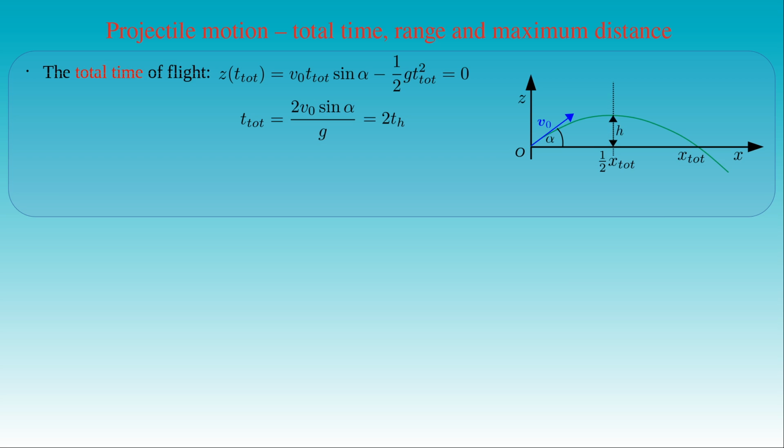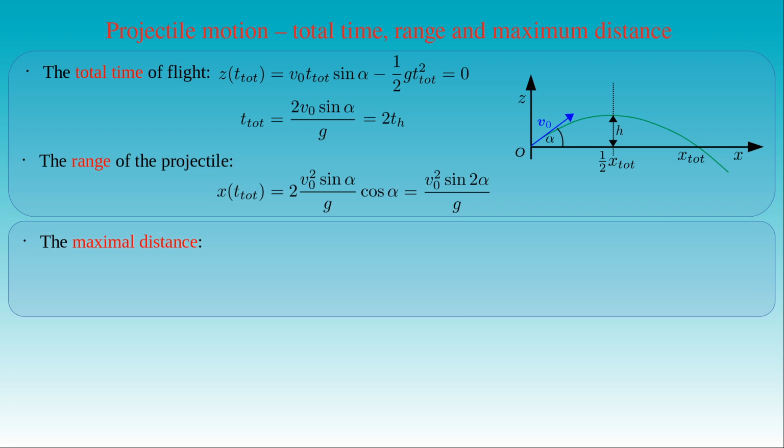If we substitute the total flight time t-tot into the equation of the horizontal coordinate x, we obtain the range of the projectile. The horizontal displacement x measured at the time t-tot is given by 2 times v0 squared times sine alpha divided by g, times cosine alpha, which is equal to v0 squared times sine 2 alpha, divided by g. From this result we determine the maximum distance which can be reached by the projectile.